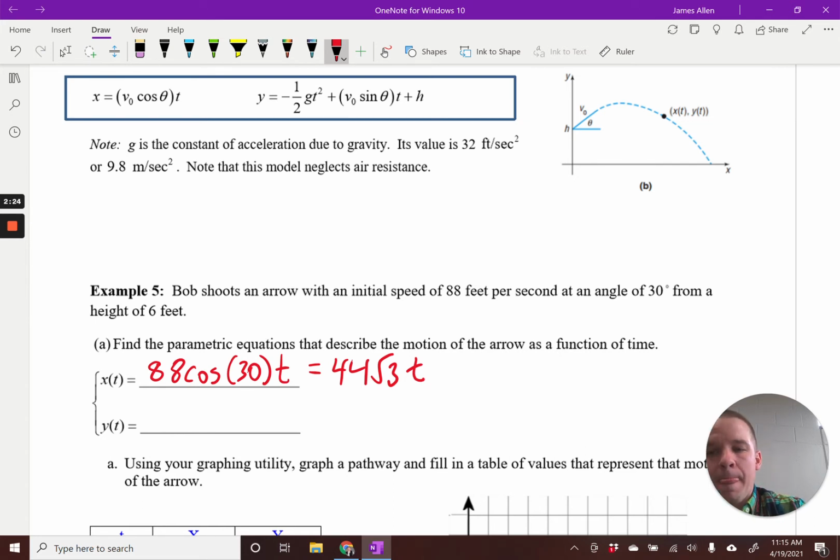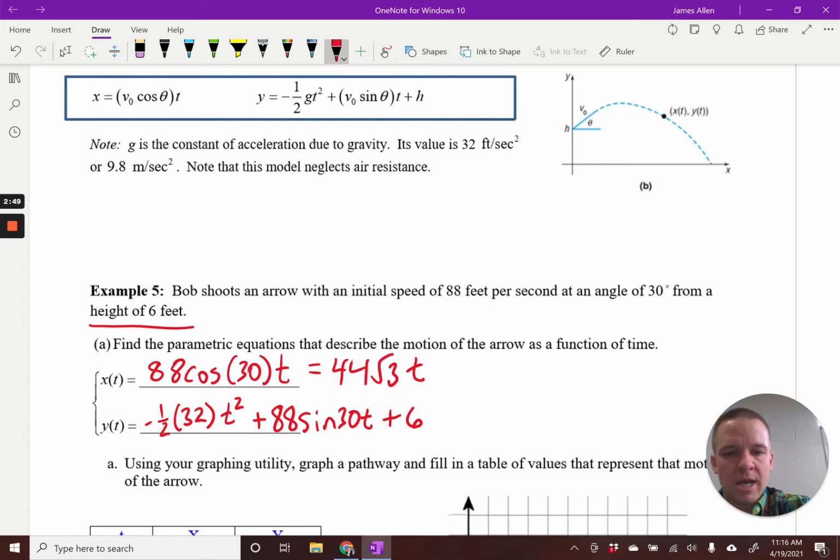Cool. How about y? So I'd have -1/2 times 32 t squared plus, and then we have our v naught, which would be 88 again, sine of 30, and it says that from a height of 6 feet. Oops, almost forgot the t. Boom. There's my equation. And we could write this one as -16 t squared plus, and then sine of 30 is 1/2. So that'd be 44 t plus 6. There we go. I like it.